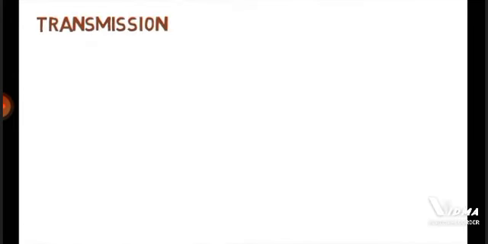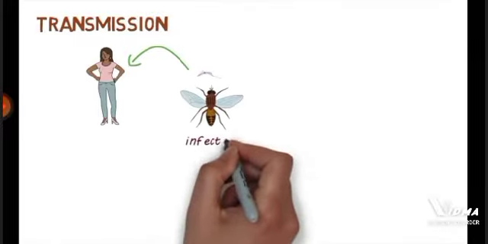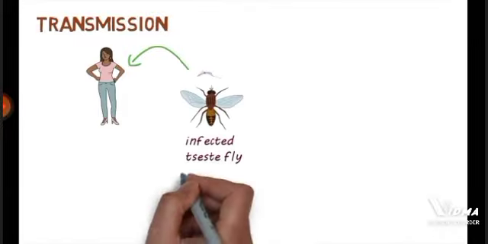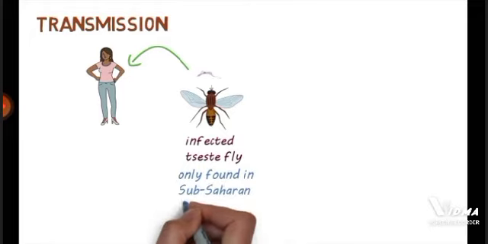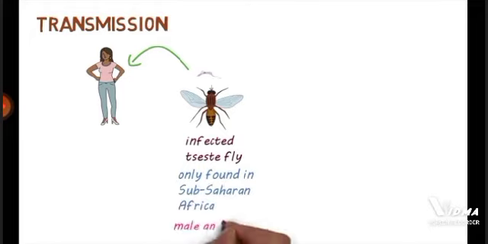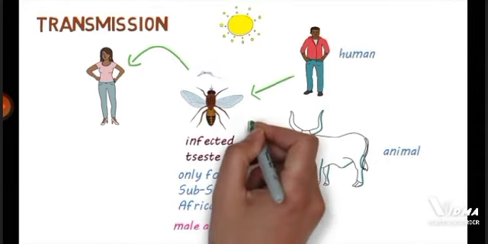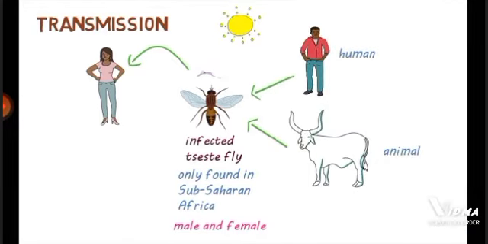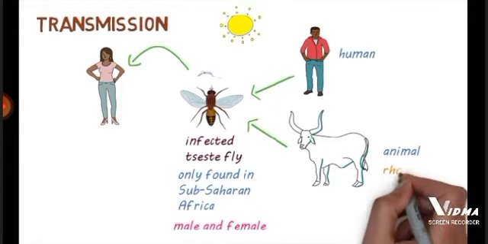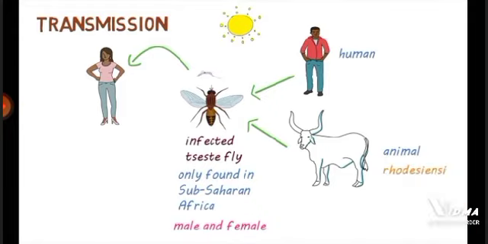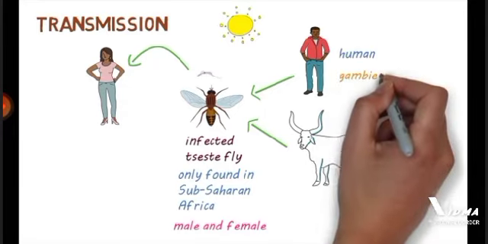The parasite is transmitted to humans through the bite of an infected tsetse fly. These flies are only found in sub-Saharan Africa, most commonly in rural areas. Both female and male flies can transmit the infection. These flies tend to bite during daylight hours. Flies can get infected when they bite a person or animal infected with the parasite. Domestic and wild animals can carry the parasite and are important reservoirs of infection, especially for Rhodesiense. Humans are the main reservoir for Gambiense.